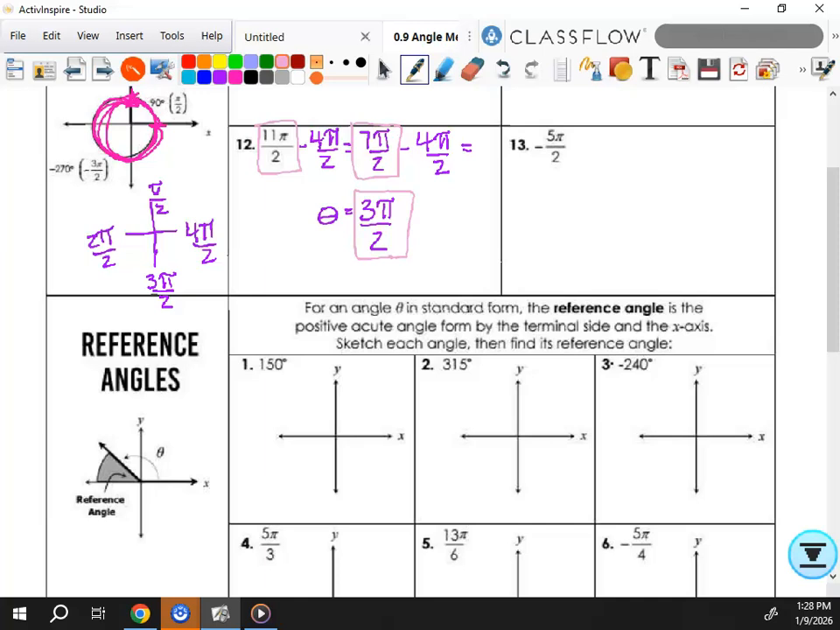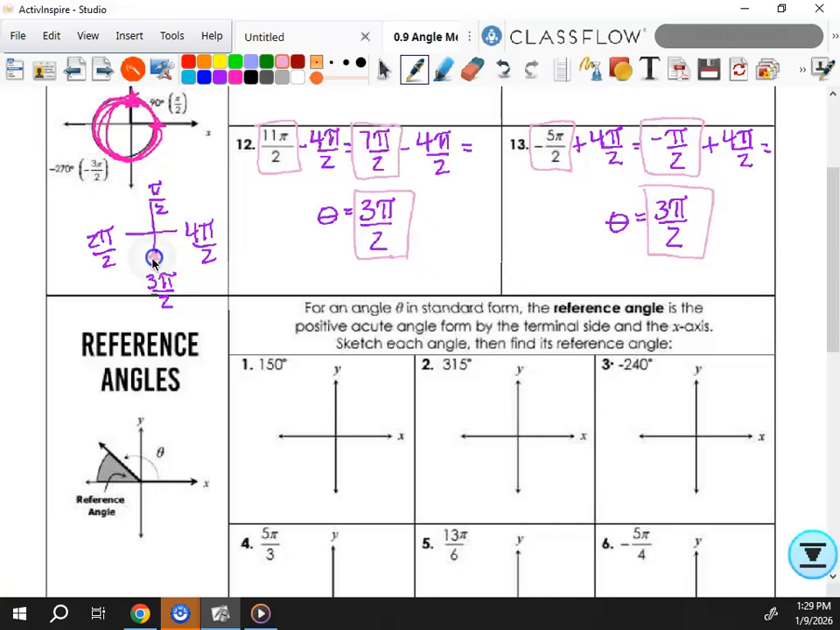All right, so now on 13, it's negative, so we want to add 4 pi halves. So that would give me negative pi halves. Still not positive. So I'm going to add 4 pi halves again. And that gives me that theta is 3 pi halves. So negative 5 pi halves, negative pi halves, and 3 pi halves are all the same, just like this.